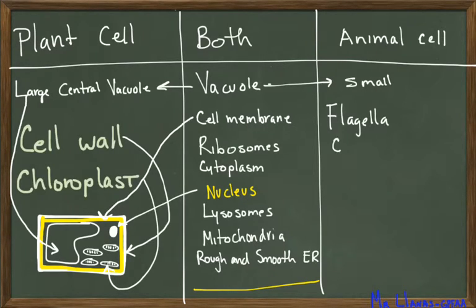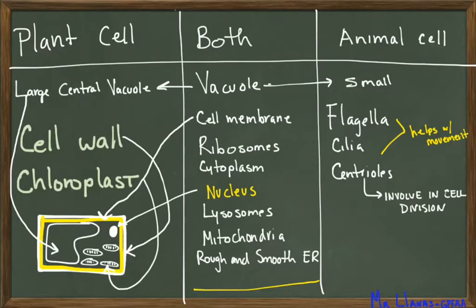Okay. Animal cells have flagella and cilia. Okay, something that helps them move around, especially sperm cells. They have that flagellum, the little tail that allows them to swim. Okay, and they also have centrioles, which we'll talk about later on in the semester when we get to mitosis and meiosis. These structures are involved in cell division.